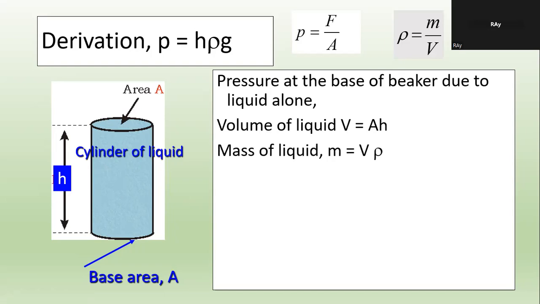Mass of liquid is volume times density. Mass is volume times density, and replace the volume with A h. Weight is just mg. M is A h times rho, A h times rho, and times the g.